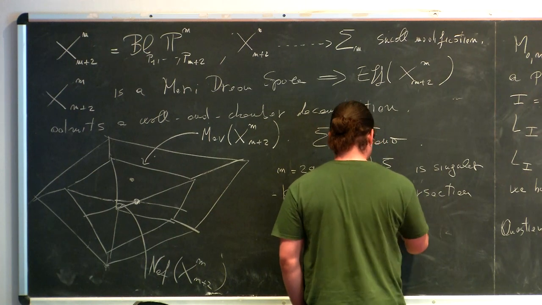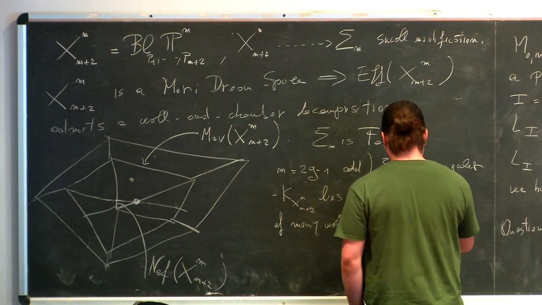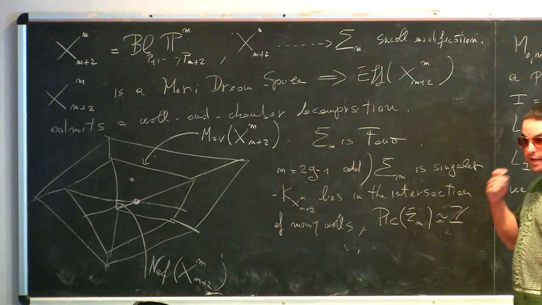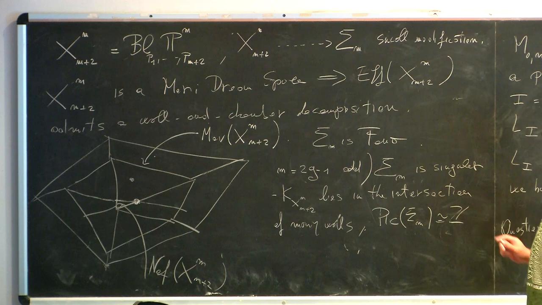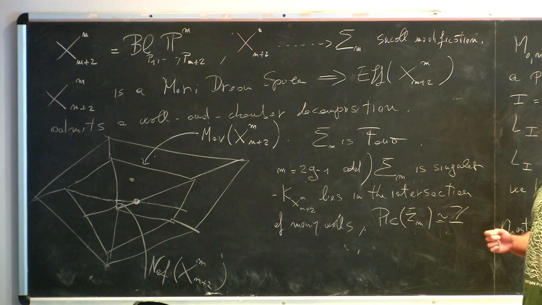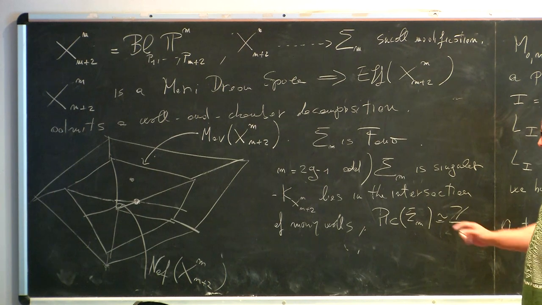Picard group of this thing is Z, even though the divisor class group has rank m plus 3. Okay, but the fact is that you have many divisors that are not Cartier because of these singularities.